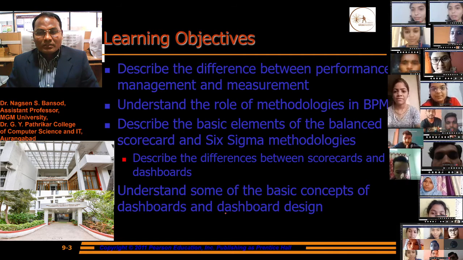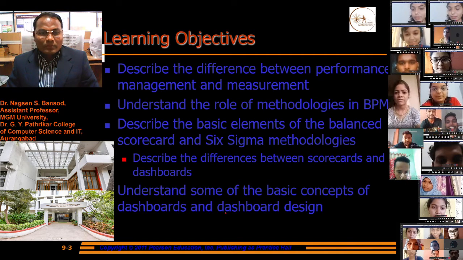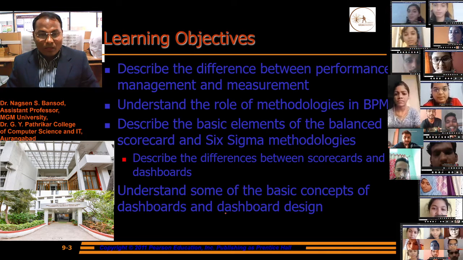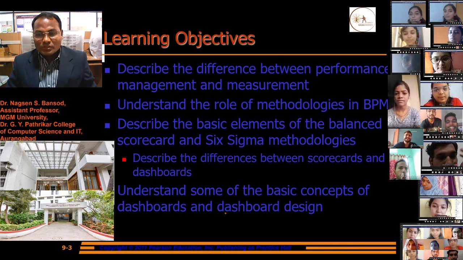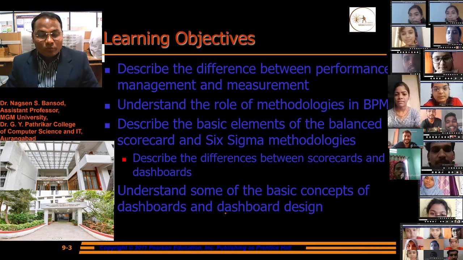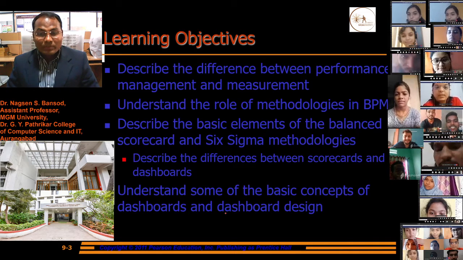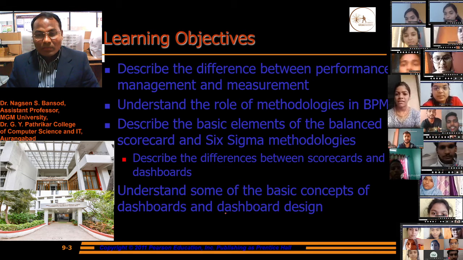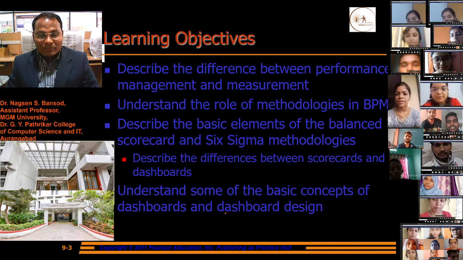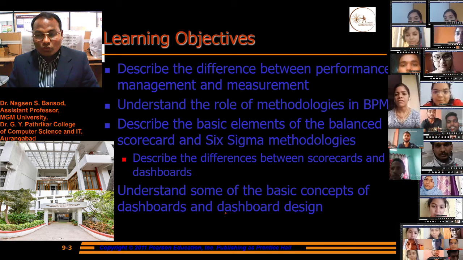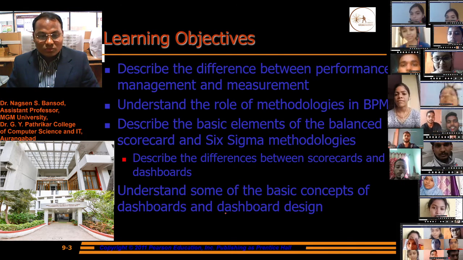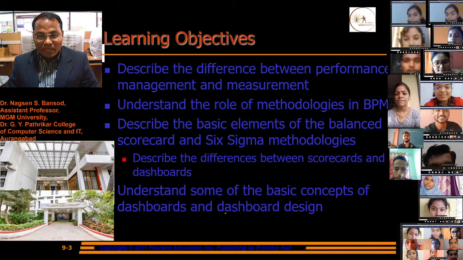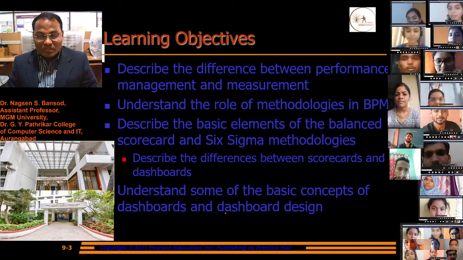Describe the difference between performance management and measurement. Understand the role of methodologies in business performance management. Describe the basic elements of the balanced scorecard and the Six Sigma methodologies, and describe the difference between the scorecard and the dashboards. Understand some of the basic concepts of dashboards and dashboard design.